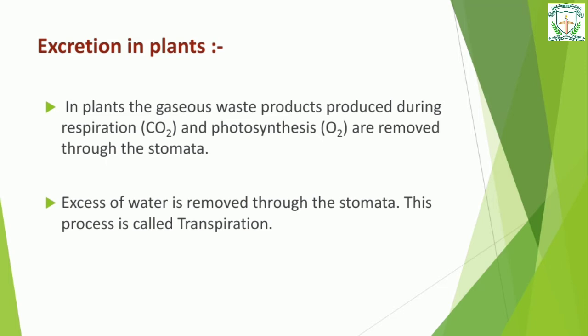Okay, let us see the simple excretion system in plants. In plants, excess water is removed through the stomata. This process is called transpiration. Also in plants, the gaseous waste products produced during respiration, such as carbon dioxide, and during photosynthesis, such as oxygen, are removed through the stomata.